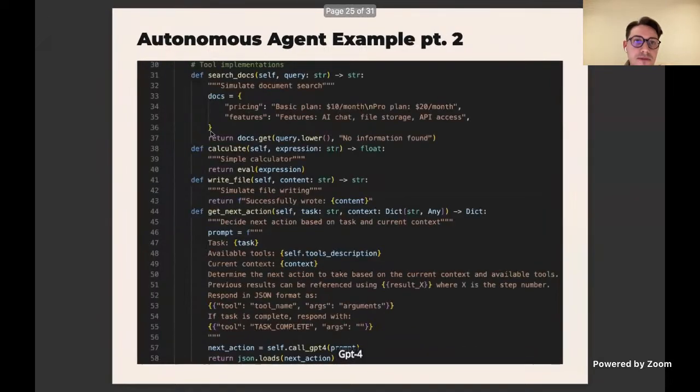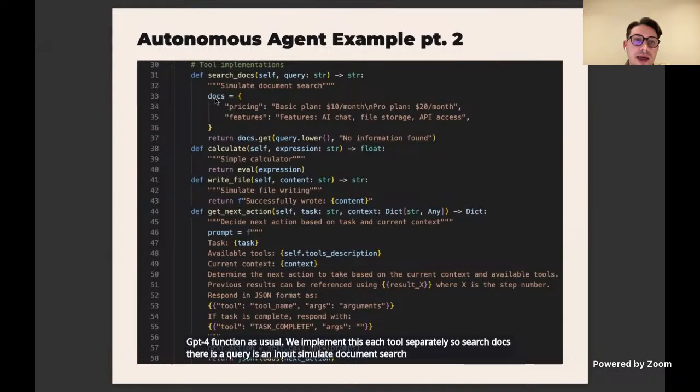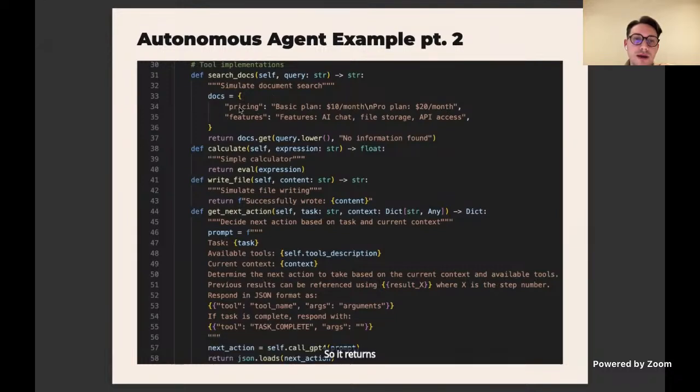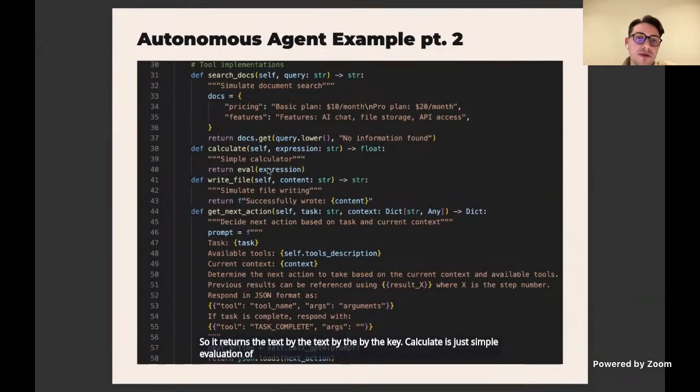GPT-4 function as usual. We implement each tool separately. So search docs: there is a query as an input, it simulates document search, and how it works, it returns, it's just basically key-value storage. So it returns the text by the key. Calculate is just a simple evaluation of an expression. So if it asks for 2 plus 2, it will eval and we will get 4.